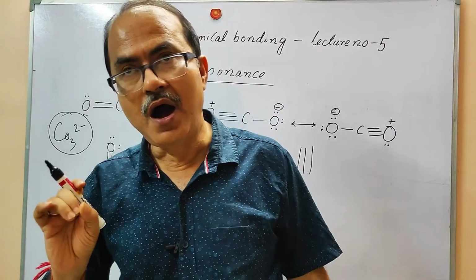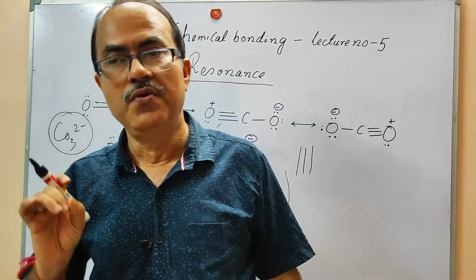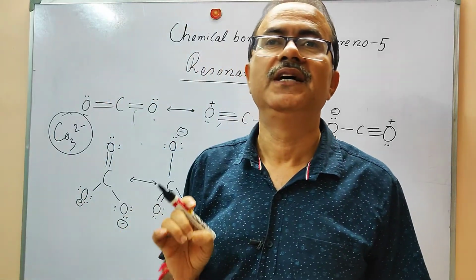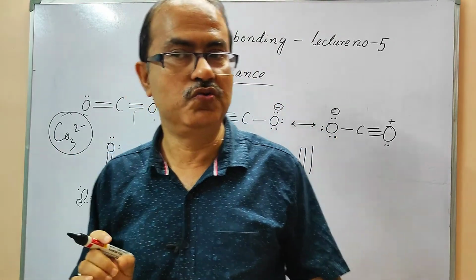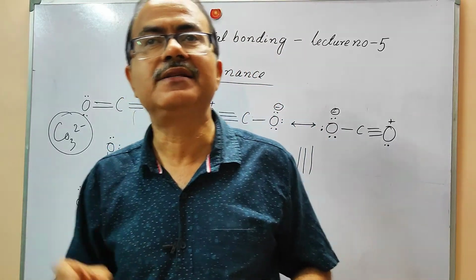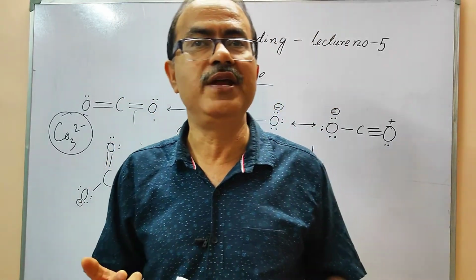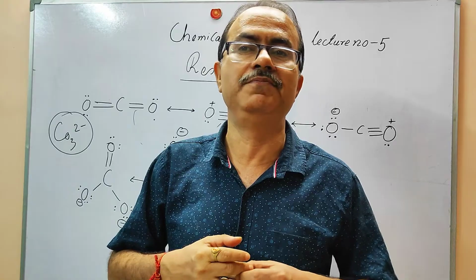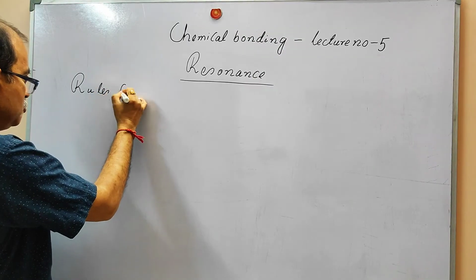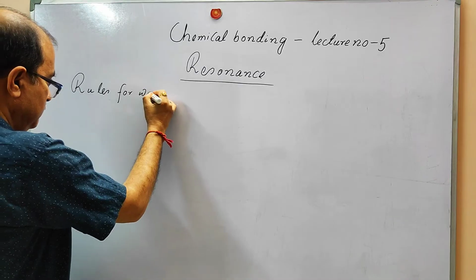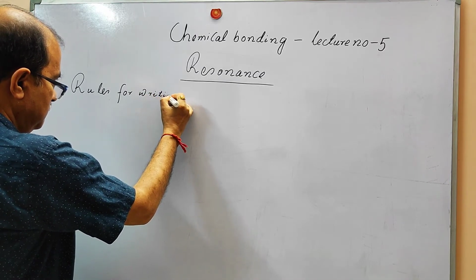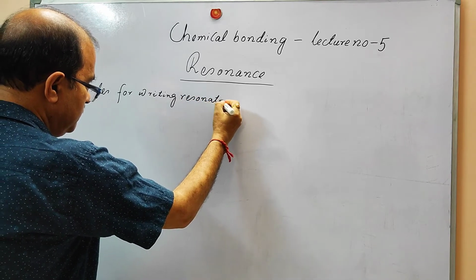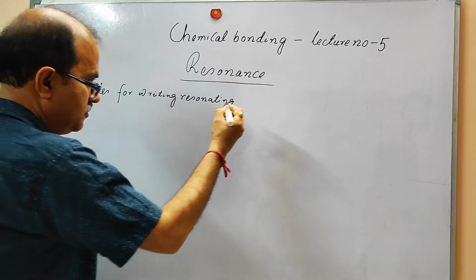So we understand how resonance enables us to explain the bond length in those molecules. Okay, now we understand how we can write the resonating structures. There are basically several rules that we have to always keep in mind. Rules for writing resonating structures.